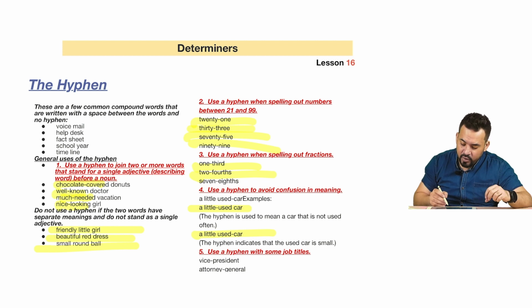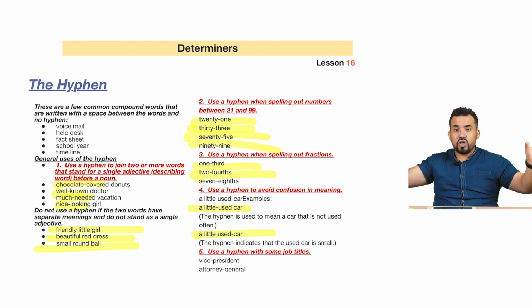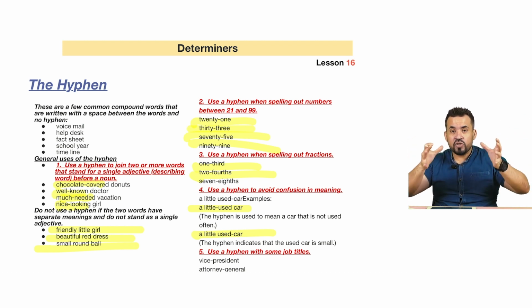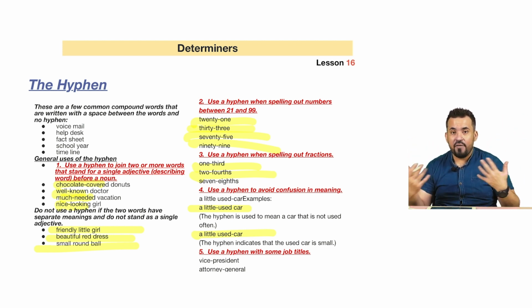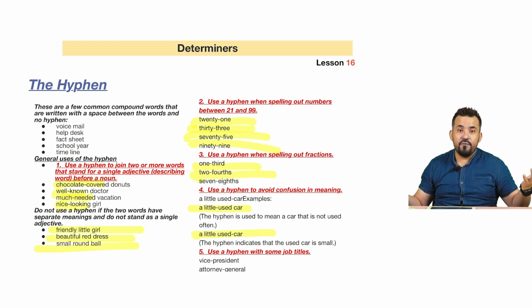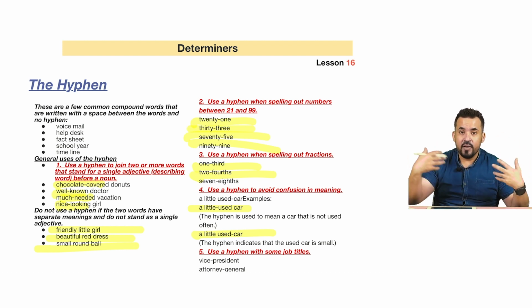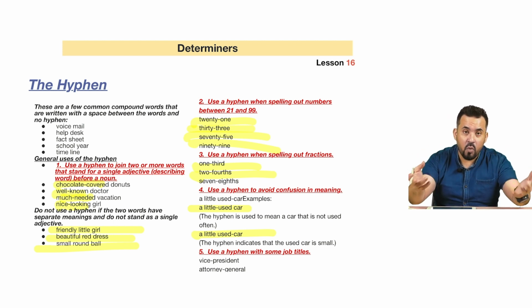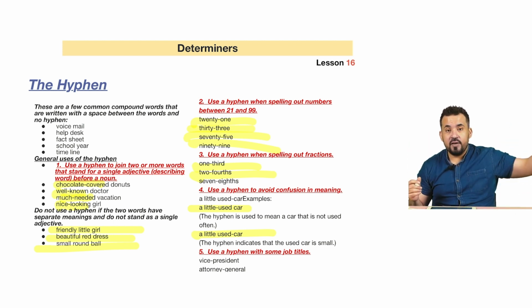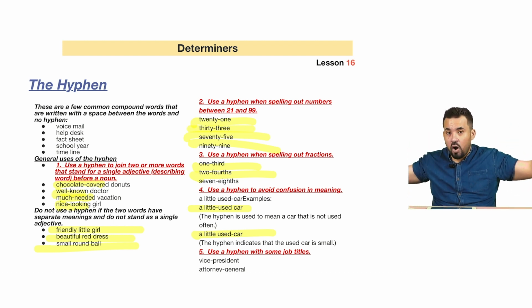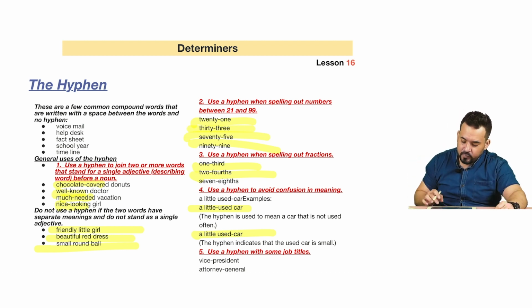But in the second one, the hyphen is between used and car. A little used-car, that means a small size car. You see how the hyphen changes the meaning and it avoids confusion. So that's why we use a hyphen, to make our statement more clear to the reader. Is it little-used car or little used-car? Okay? We use a hyphen with some job titles like Attorney-General, Vice-President.